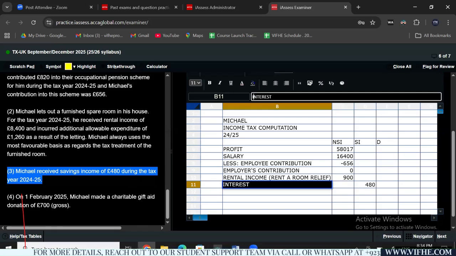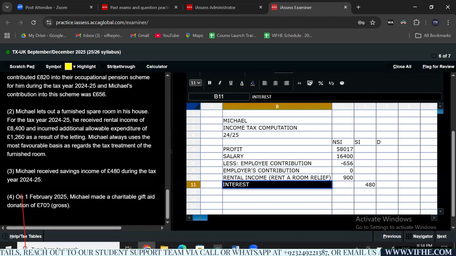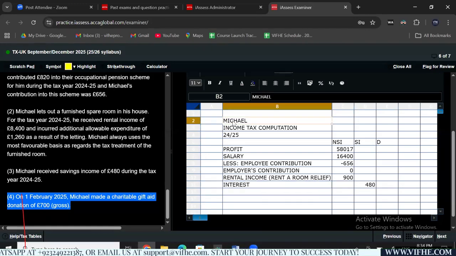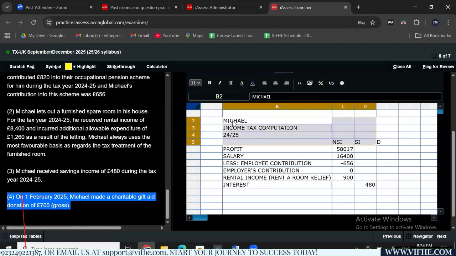And then on 1st of February 2025, Michael made a charitable gifted donation of 700 pounds gross. This value will be used at the time of calculating ANI, first of all, and then later this will be used for the sake of extending our basic rate band. Right?